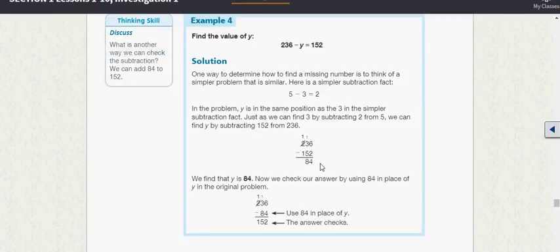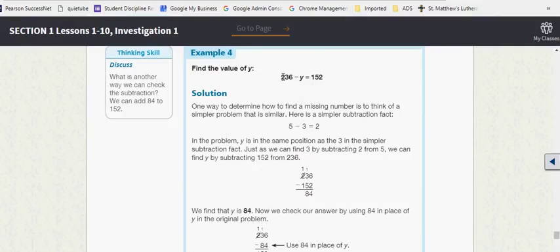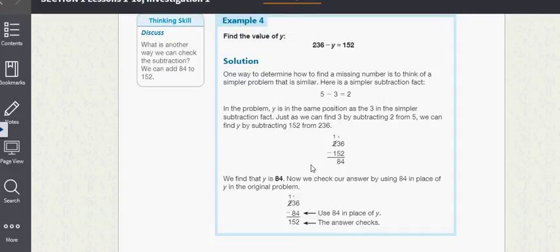How can we check? Use 84 in place of the y. 236 minus 84 is 152. Can you think of another way that we would check that subtraction? Well, we could add 84 and 152 according to fact families. It should come to 236.